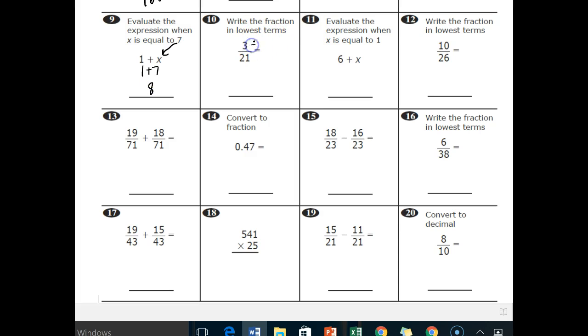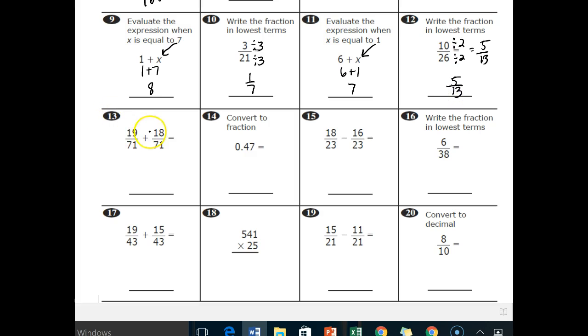Number 10, lowest terms. I can divide them both by 3 again. It's the biggest number they have in common. So equal to 1/7. Again, plug in here. 6 plus 1, 7. Lowest terms. The biggest number that these guys have in common happens to be 2. They're both even numbers. This is the biggest number they have in common, though. So 10 divided by 2 is equal to 5/13.